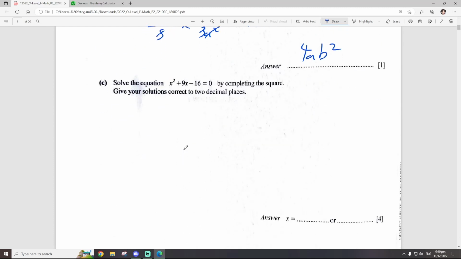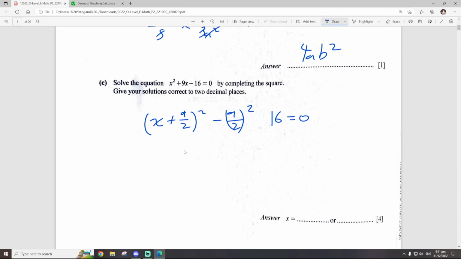Solve this equation by completing the square. Give the answers correct to 2 decimal places. Okay. So how do you complete the square for this? So you get the 9 here. So you need to write x plus 9 over 2 squared, right? Then minus 9 over 2 squared plus 16 equals to 0. Sorry, minus 16 equals to 0.